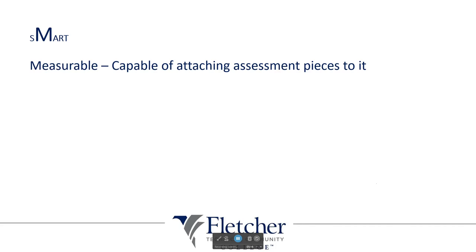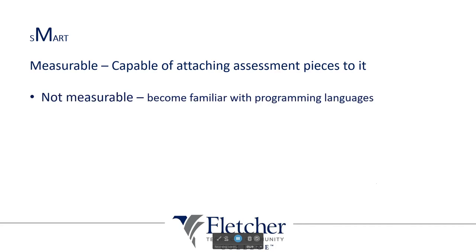The measurable aspect means that we can observe what students are doing and then give feedback about those actions, whether it is through a rubric, a skills checklist, or some other form of data collection tool. So let's look at an example. Not measurable: Become familiar with programming languages. This isn't measurable because the term familiar is vague.